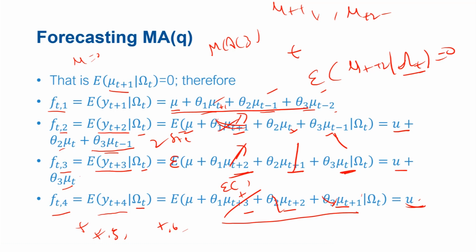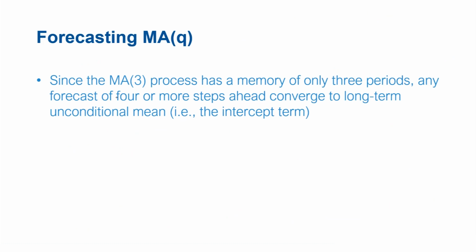So in that case, if this mu is taken as 0, all these values will become 0, and only those values up till 3 forecast will survive. And why only 3? Because this is an MA3 order process. Since the MA3 order process has a memory of only 3 periods, any forecast of 4 or more periods will converge to that long-term unconditional mean mu, or the intercept term. If this is taken as 0, then this part will become 0 too, and only up till 3 period forecast will survive.